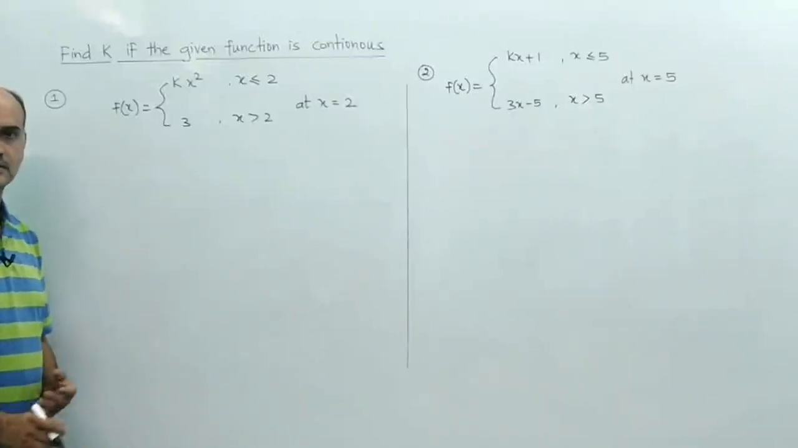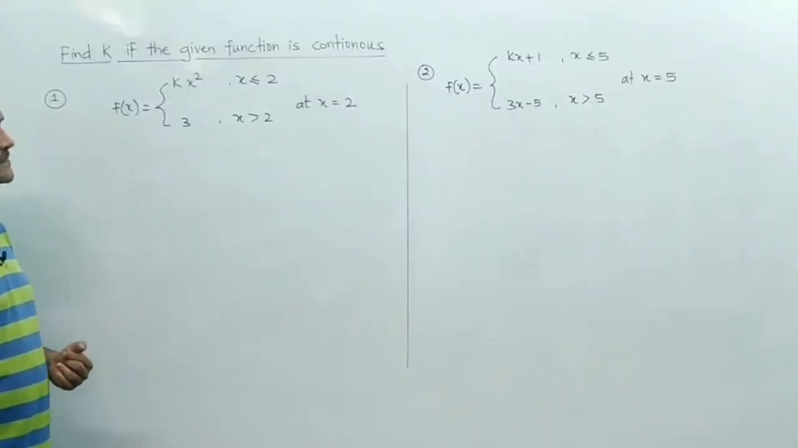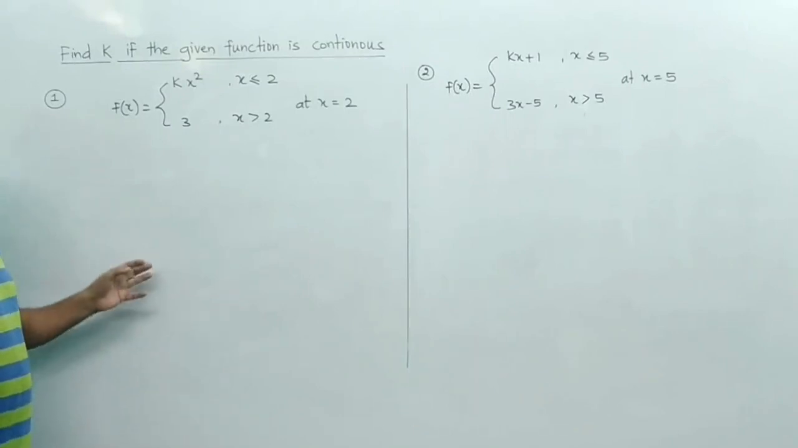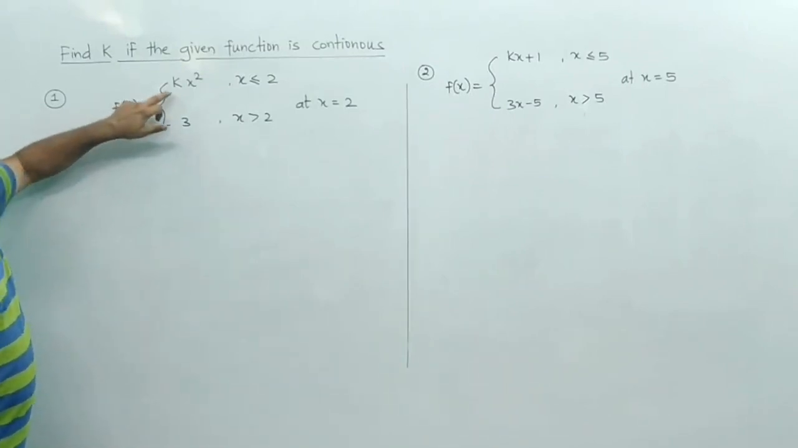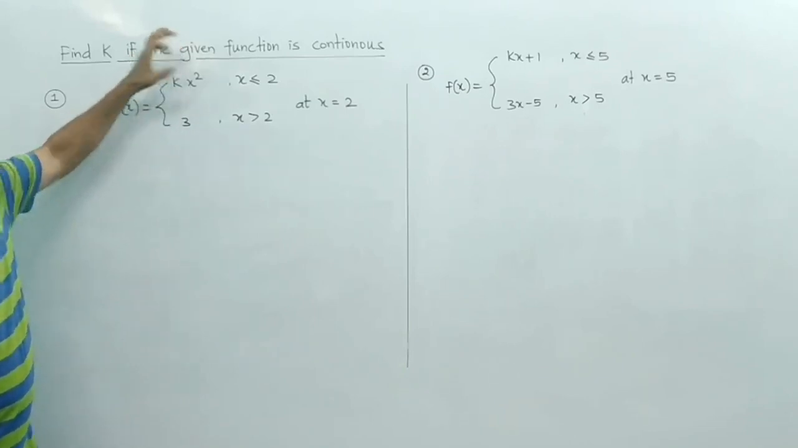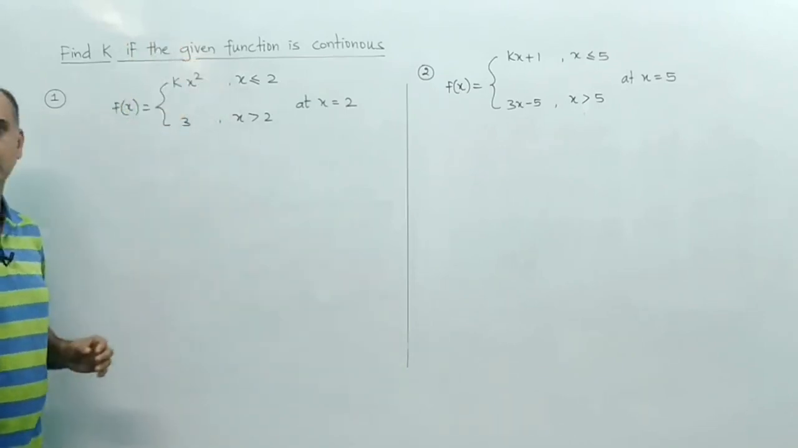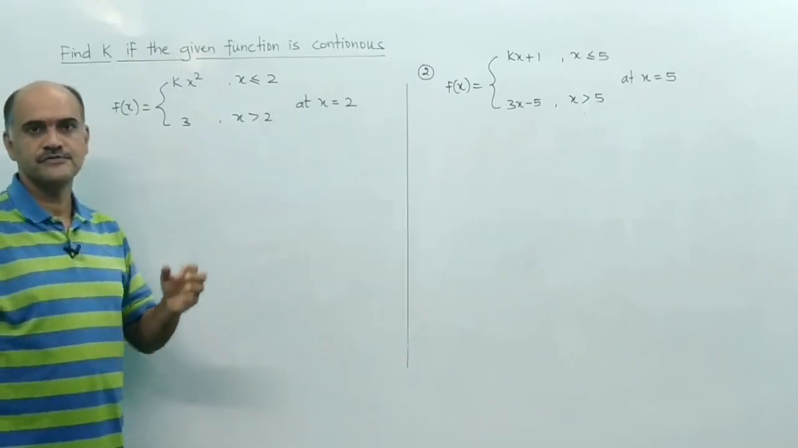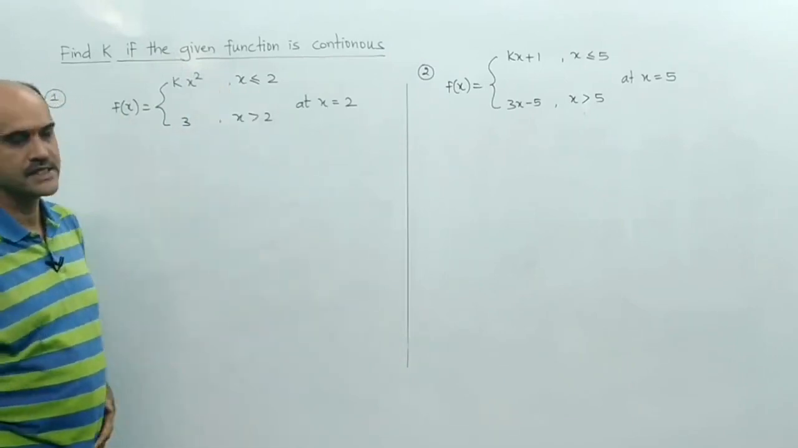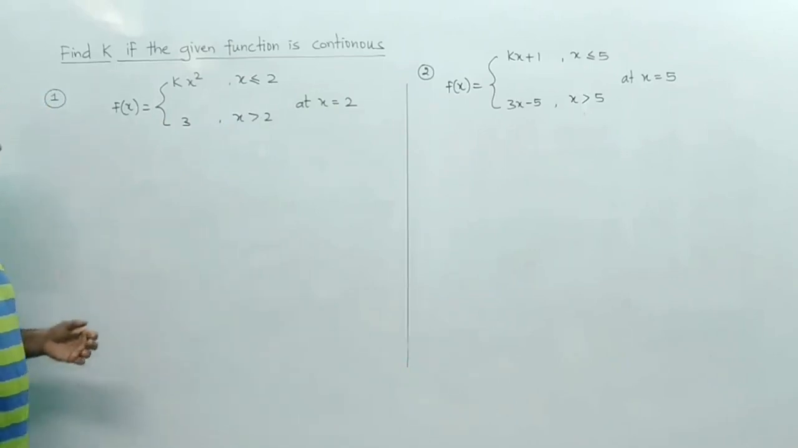Hello students, so now continuing our problems on continuous function. Today I will take the second type of problems where you are required to find k. The condition is that the function is continuous. So when he says function is continuous, it means f of a is equal to LHL is equal to RHL.